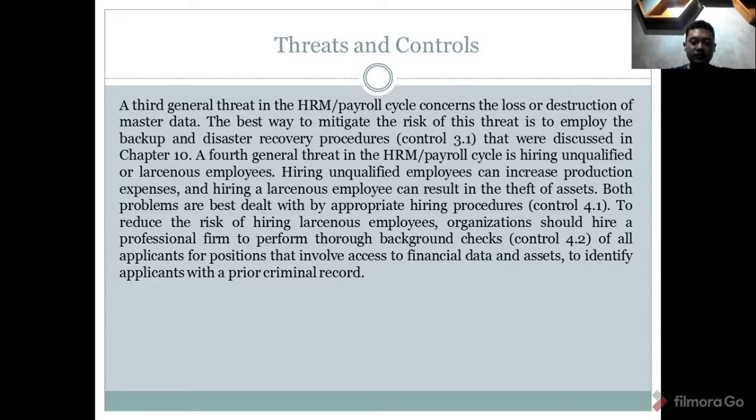A fourth general threat in human resource management and payroll cycle is hiring unqualified or unlicensed employees. Hiring unqualified employees can increase production expense, and hiring a dishonest employee can result in the theft of assets. Both problems are best dealt with by appropriate hiring procedures. To reduce the risk of hiring dishonest employees, organizations should hire a professional firm to perform thorough background checks of all applicants for positions that involve access to financial data and assets, to identify applicants with a prior criminal record.